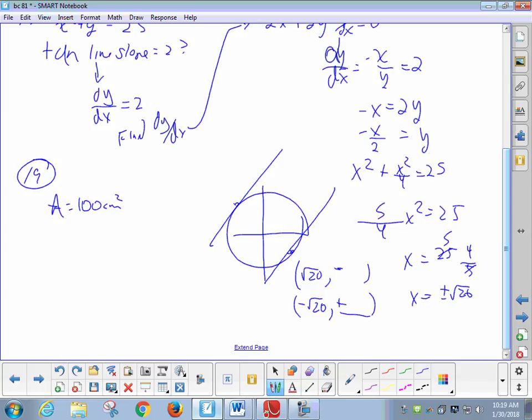Width is decreasing, so dW/dt is negative 0.8 centimeters per second. And dL/dt is positive 5 centimeters per second. In terms of the area, you could substitute.